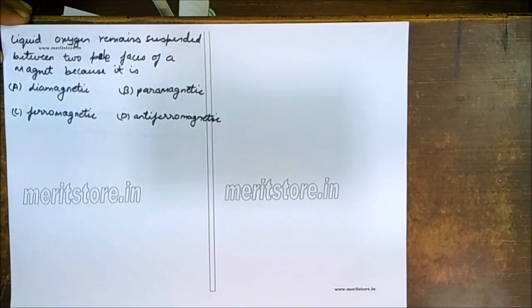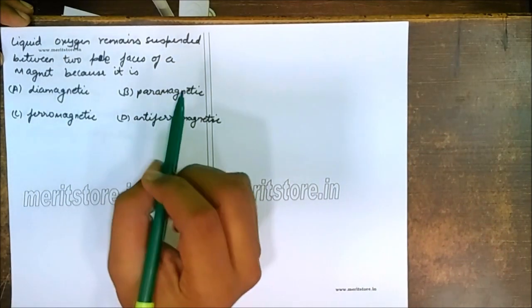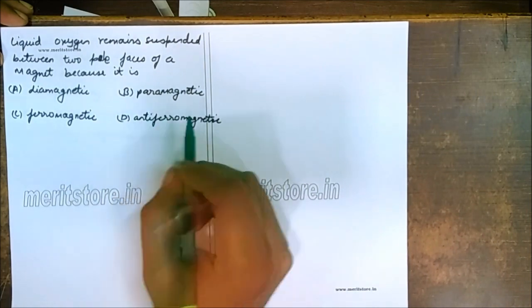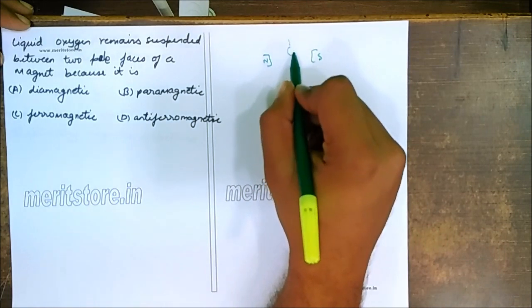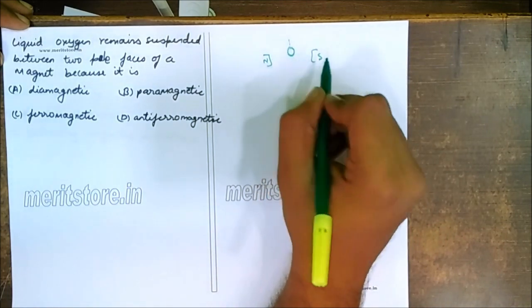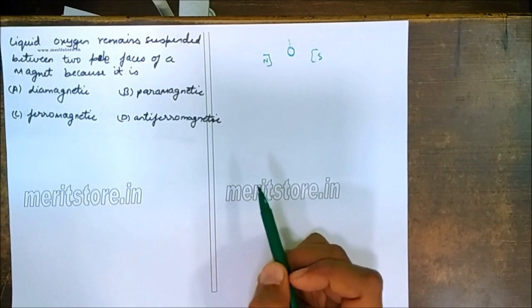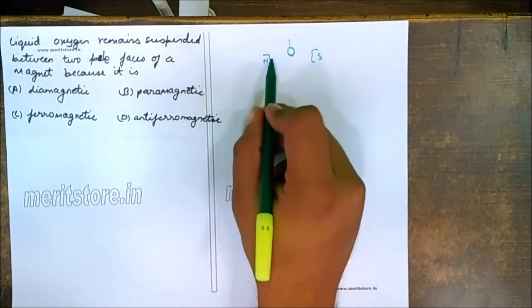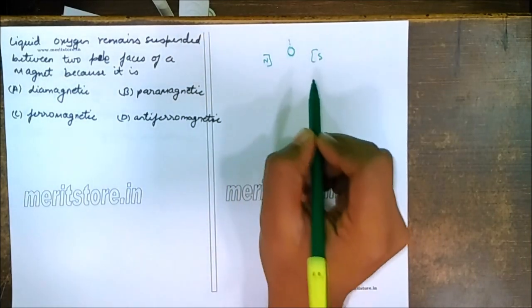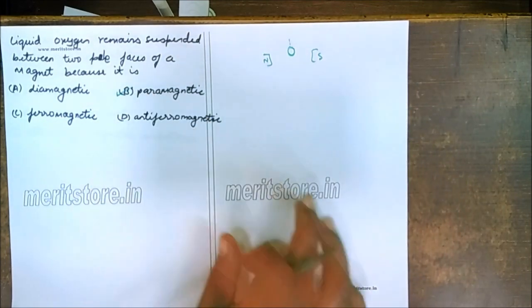Liquid oxygen remains suspended between two poles of a magnet. Okay, so north and south pole, and liquid oxygen remains suspended, that means it is not attracted to either of the poles. So oxygen itself is a paramagnetic substance, hence liquid oxygen will also possess this quality of being paramagnetic. It is equally attracted by both poles. It remains suspended and does not get attracted, so it's paramagnetic.